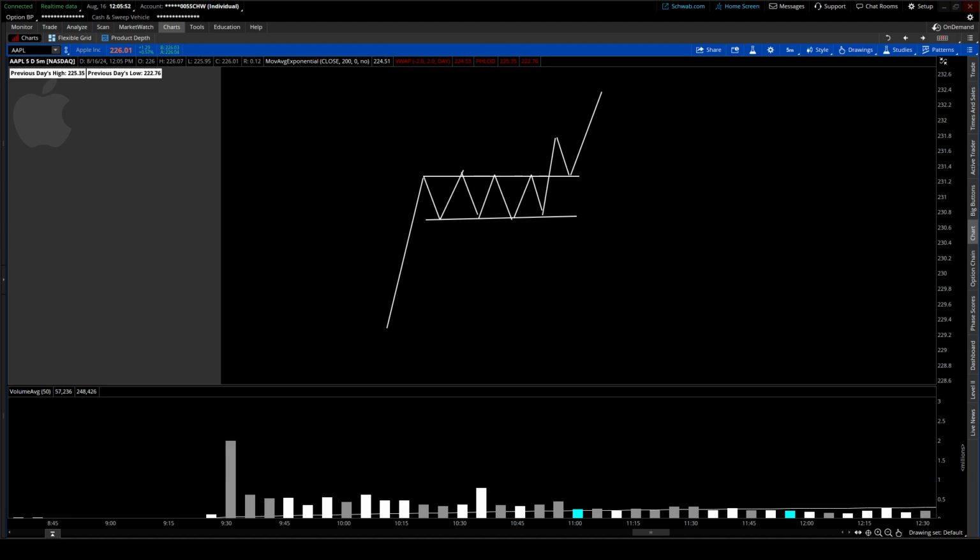So if we are able to use this as support, if all of these names are sitting at some type of support, what is that going to potentially tell us? That if all of these names are sitting at support, a lot of times that's usually going to mean that we would see some type of buying start to come in within this area.